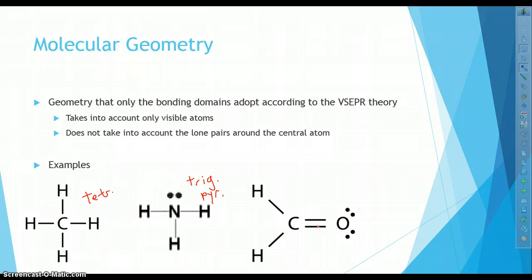This example right here has 3 bonding domains, no lone pairs around it. So if you look on the molecular geometry handout, this one will also be trigonal planar.